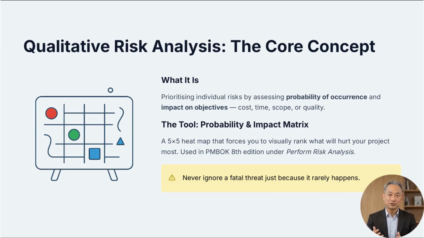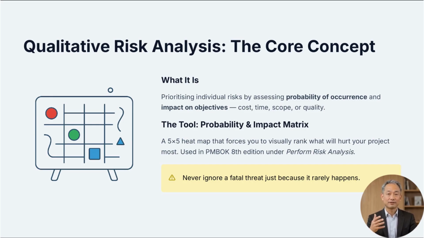The tool we use for this in the 8th edition of the PMBOK Guide Perform Qualitative Risk Analysis is the Probability and Impact Matrix. This matrix is a data representation grid that maps the likelihood of each risk occurring against its impact on objectives like cost, time, scope, or quality. In plain English, it is a heat map that forces you to visually rank what will hurt your project the most, typically using a 5x5 scoring scheme from very low to very high.